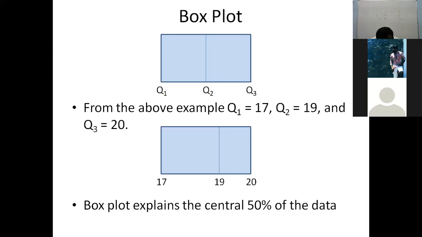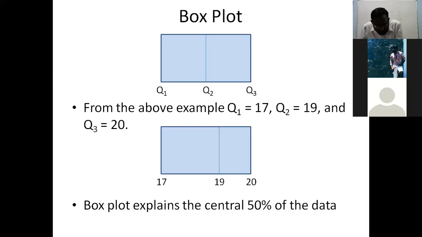So, for example, in this box plot, where I have drawn according to the scale, 17, 19 and 20. What are these 17, 19, and 20? These are Q1, Q2, and Q3. Now look at this box plot. Box plot is constructed only using these Q1, Q2, and Q3. Can you comment on this? What is the percentage of data coming into this box, according to our calculation?